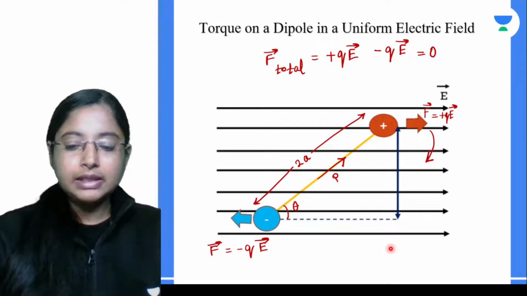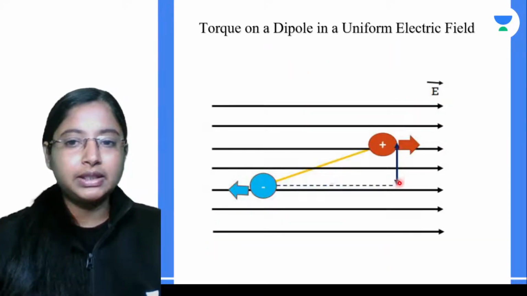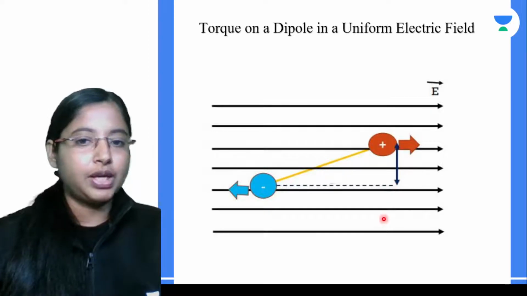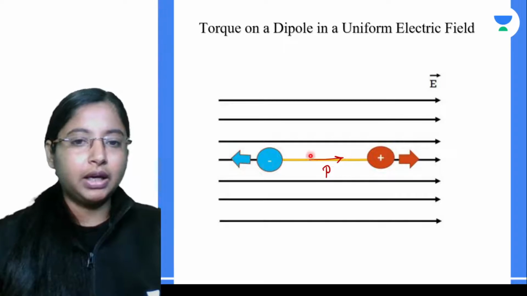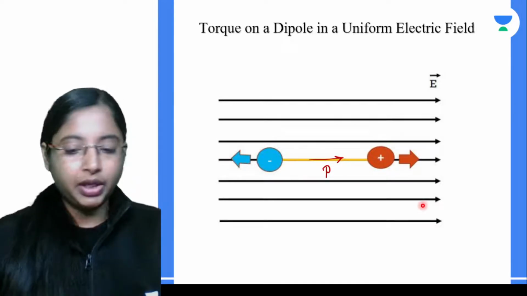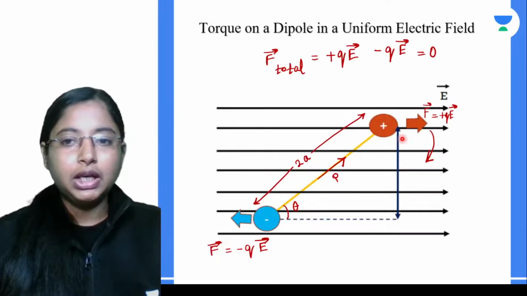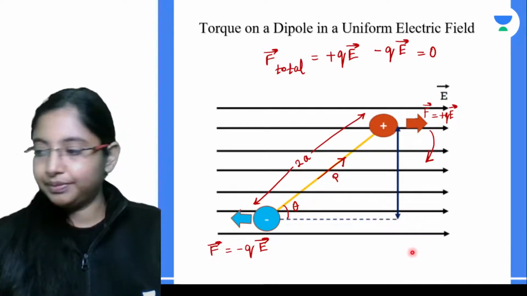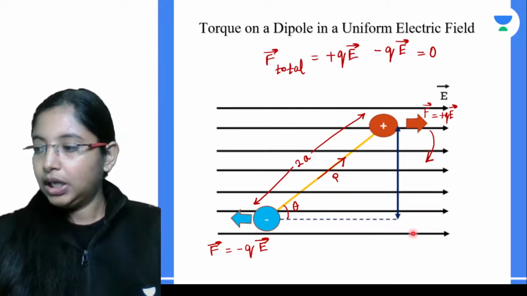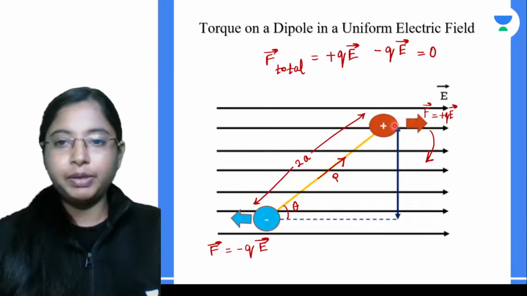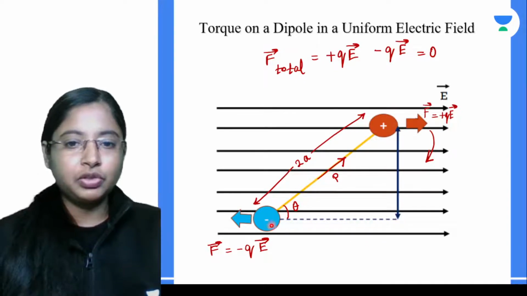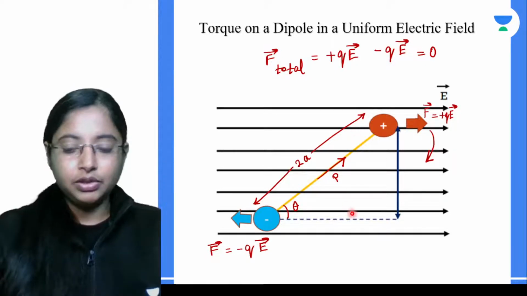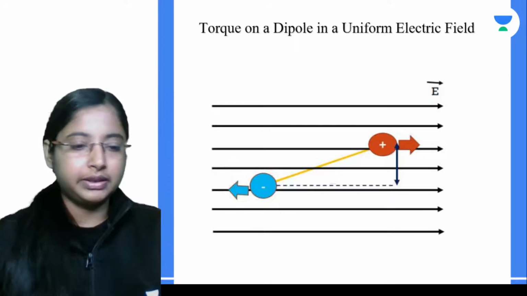Now as this dipole turns, the distance between these forces tends to reduce, and at one point they are totally equal and opposite. So here we want to find this particular distance. We can see this is almost a right angle triangle. So let's do that here. We want to find this distance.